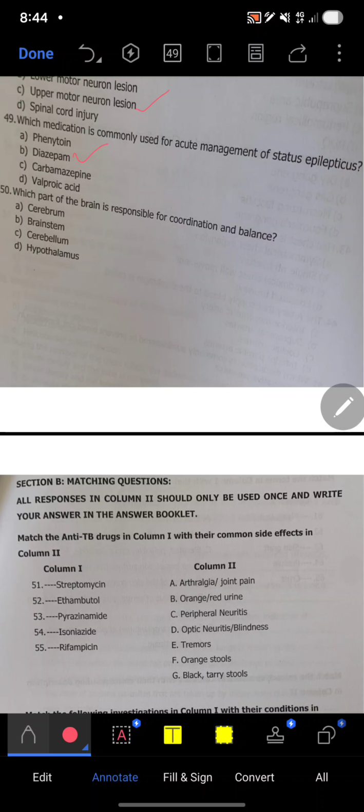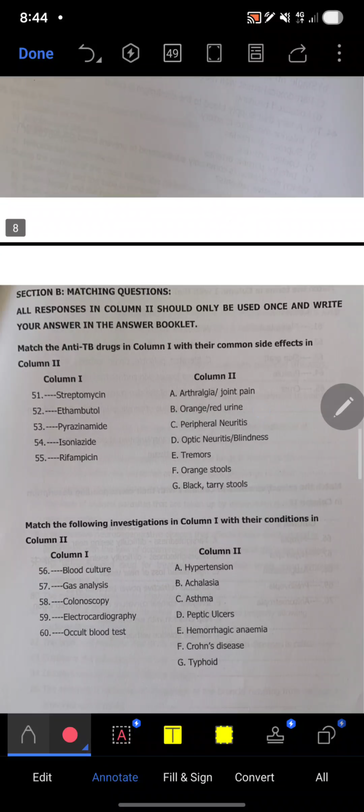50. Which part of the brain is responsible for coordination and balance? The correct answer, of course, is C, which is cerebellum. So that is all about the multiple choice questions.